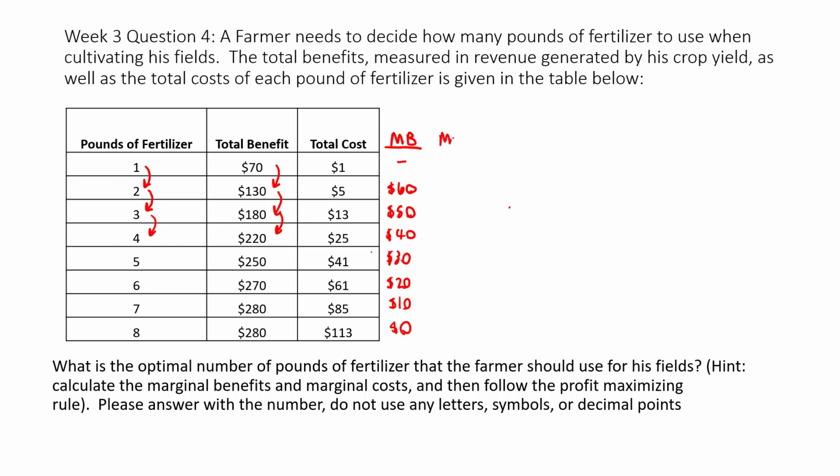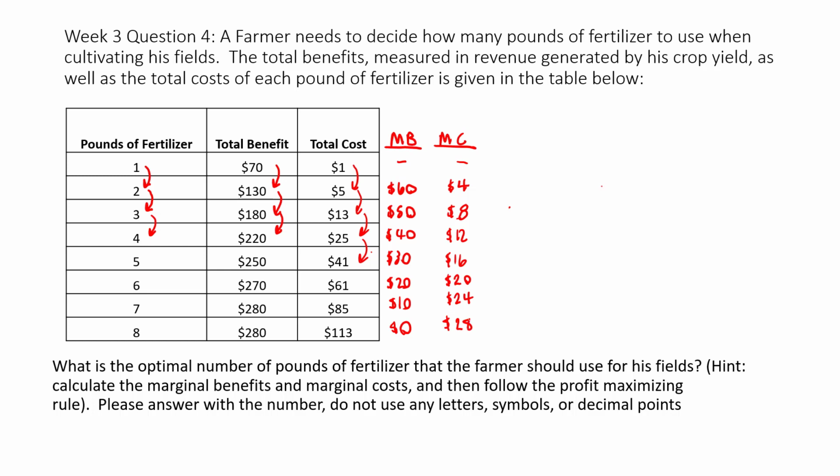Now, if we wanted to calculate out the marginal cost, again, that's just the change in total cost as we go from one unit to the next. So as we go from $1 to $5, the marginal cost of using that second unit of fertilizer is $4. Right. As we go from 2 to 3, it's looking like 8. As we go from 3 to 4, you got 12. As we go from 4 to 5, 16. As we go from 5 to 6, that is 20. And then as we go from 6 to 7, that's an increase of 24. And as we go from 7 to 8, that's an increase of 28.